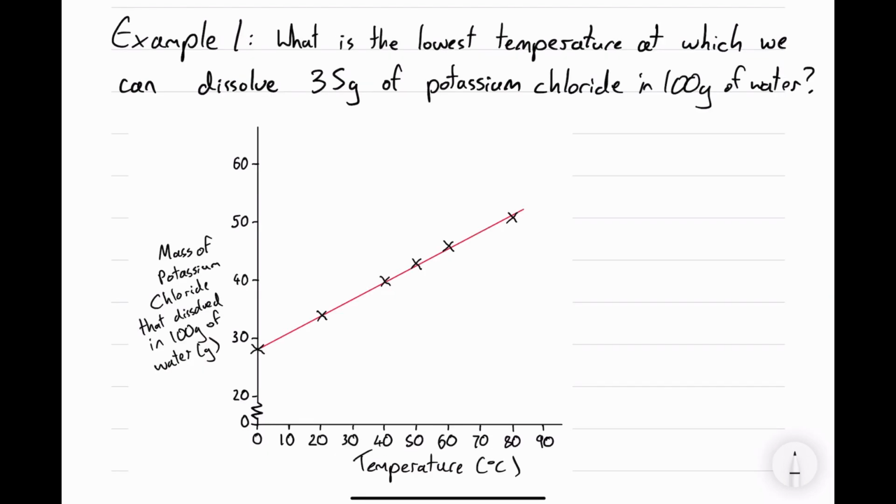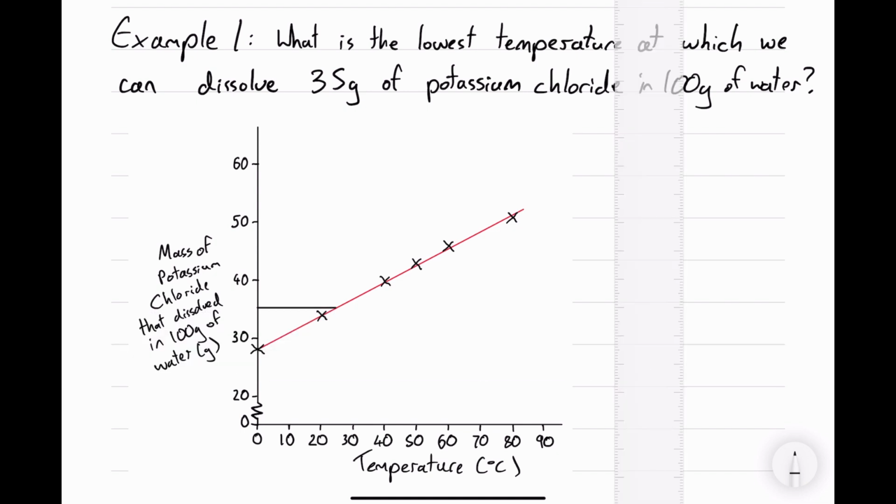Let's go through some examples of questions about solubility curves. The first one is, what is the lowest temperature at which we can dissolve 35 grams of potassium chloride in 100 grams of water? Well, you would need a ruler to find where potassium chloride has a solubility of 35 grams on the y-axis, and you would draw a horizontal line to the line of best fit.